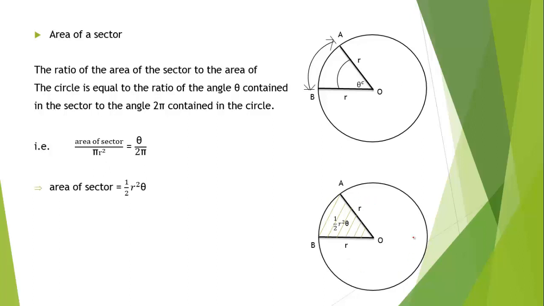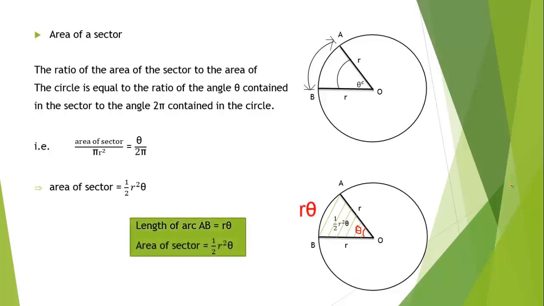We can notice in the diagram that the area of the sector is shaded in green, which equals half r square theta, where theta is the angle subtended at the center of the sector. Hence, if an arc AB subtends an angle theta radians at the center of a circle of radius r, the length of the arc AB equals r theta and the area of sector AOB equals half r square theta.